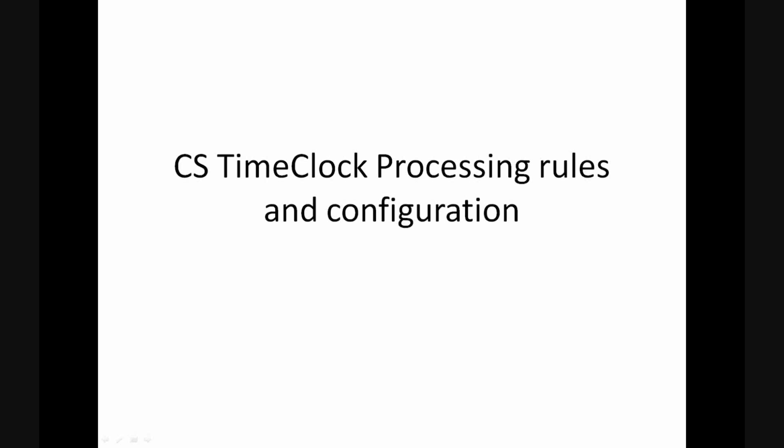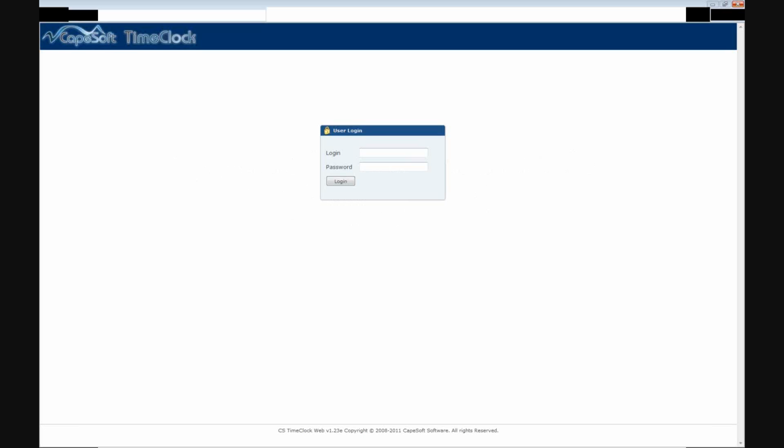The CS time clock is not just a clocking recording device. What distinguishes it from other time clocks is that it also has the ability to process employee hours. By default, the clock is shipped with all the processing features enabled, but we're going to start as if this is not the case. So to configure the processing rules, you need to be able to access the clock's web interface. So I'm going to just quickly log into my clock here.